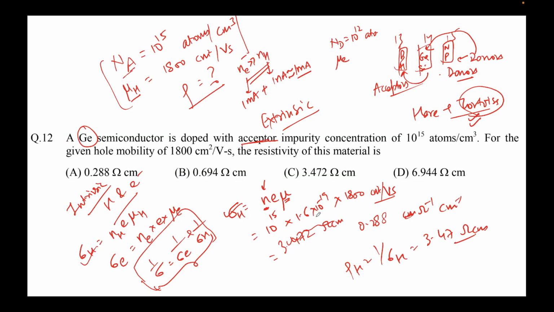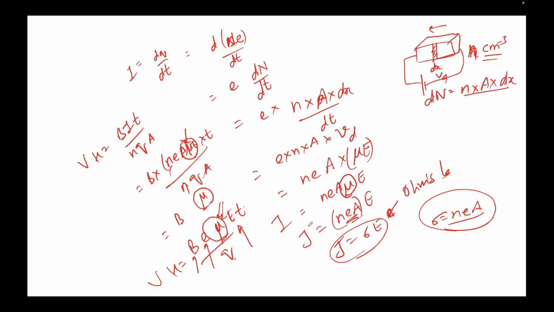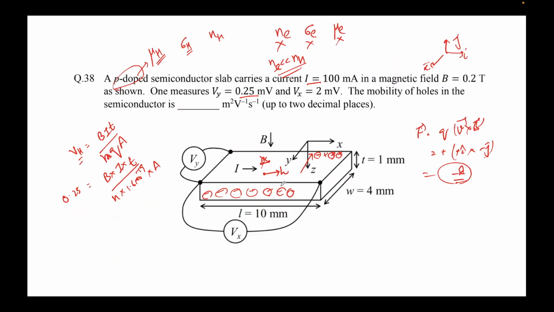Or we can use this formula. There was one more formula I forgot. This one, J equal to N E A ν, that is, N e A times drift velocity. So we can use this one only. So here we'll get N into A. N is the concentration of holes, in this case N_H. So you can get N_H from here.